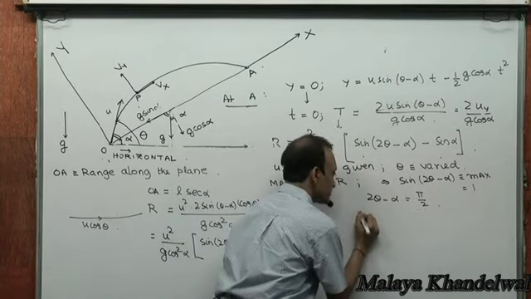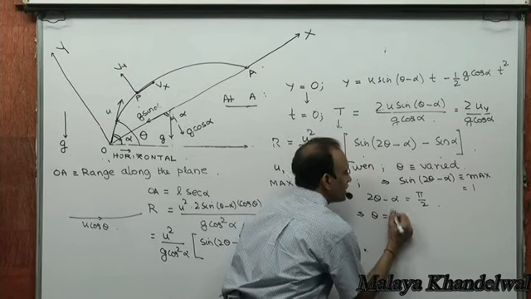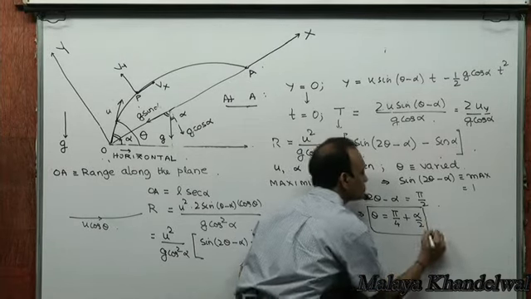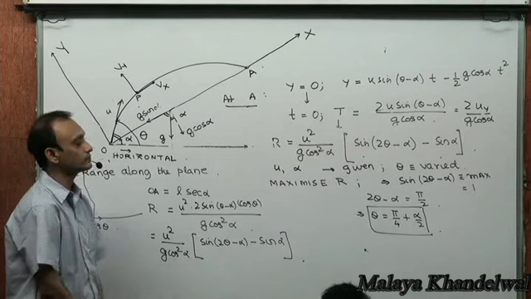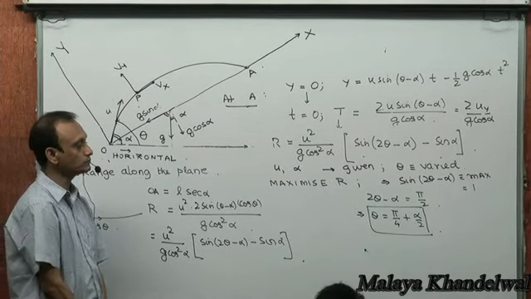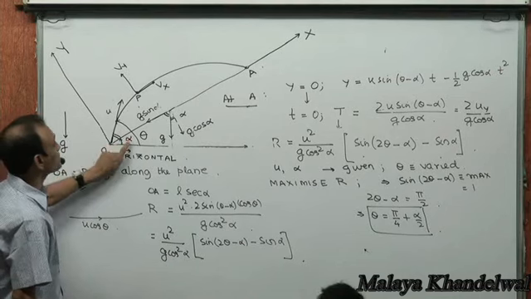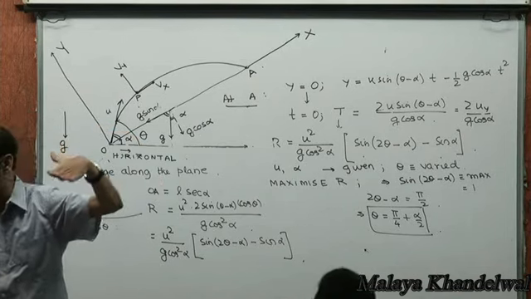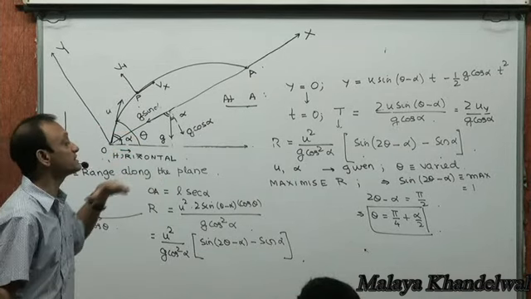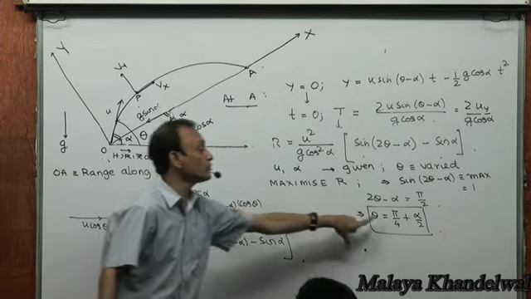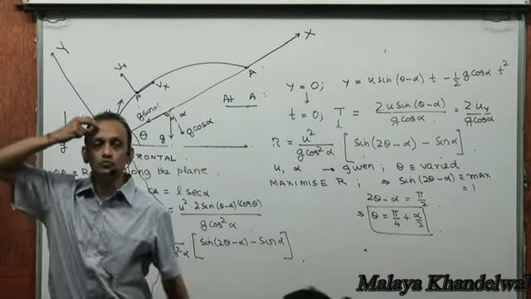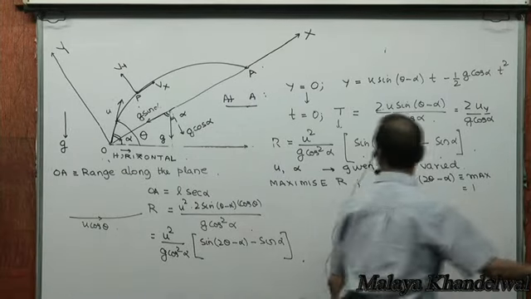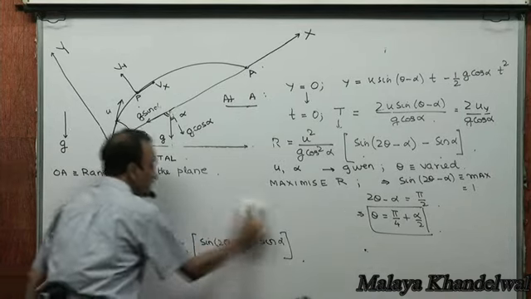Right? This gives me theta equal to pi by 4 plus alpha by 2. So if I launch at an angle which is pi by 4 plus alpha by 2, for a given u and a given inclined plane, that is given alpha, then range would attain its maximum value at theta equal to pi by 4 plus alpha by 2. Right? Now, let me also find the maximum value. So this is the condition for maximum R.